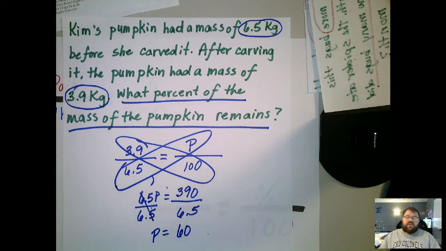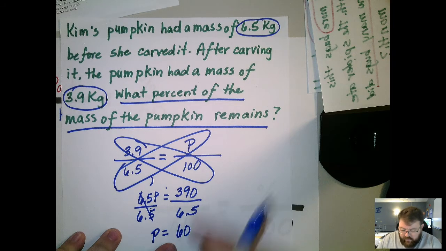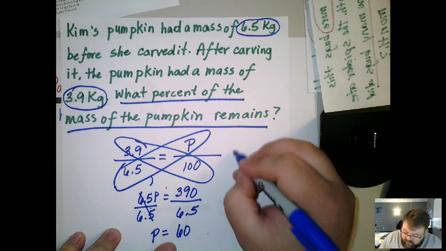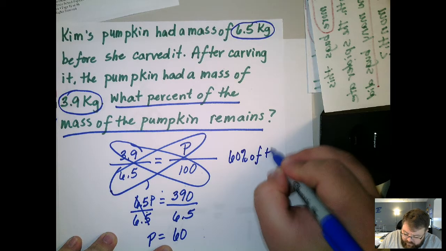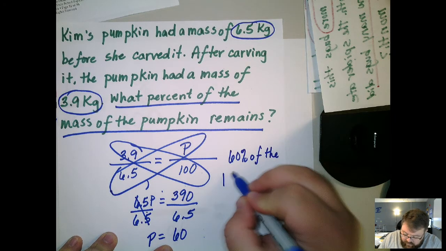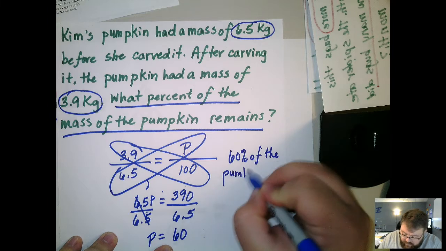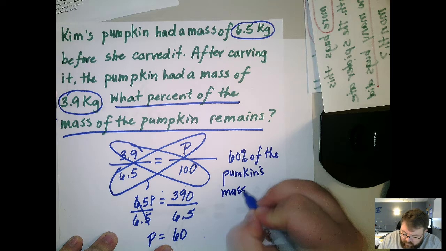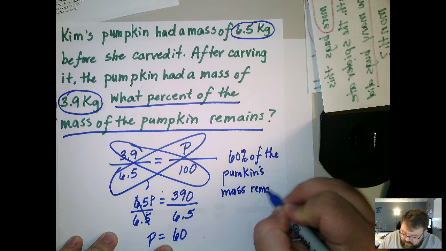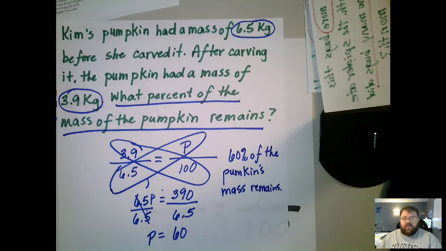Alright, what does it mean? In the context of the problem, what does the 60 mean? Well, it's percent. So 60% of the pumpkin's mass remains. Alright.